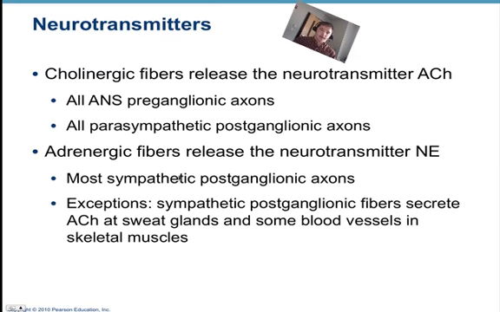Okay, in the next movie, we're going to talk about neurotransmitters and how they differ between the two systems.